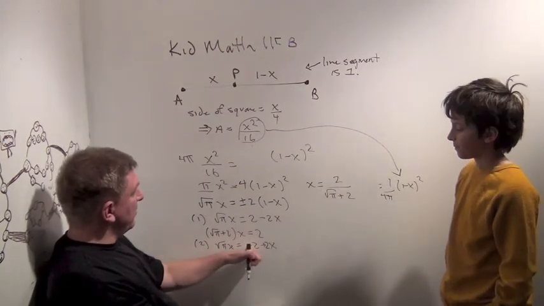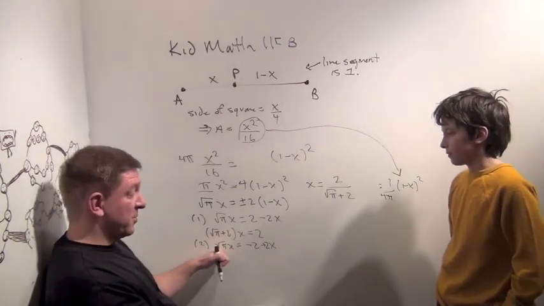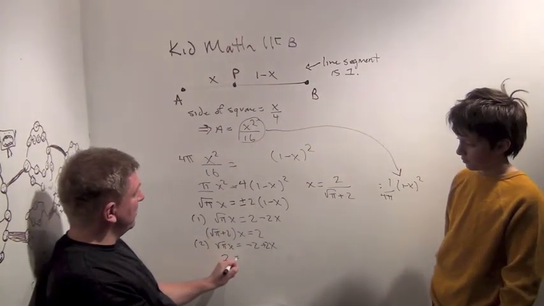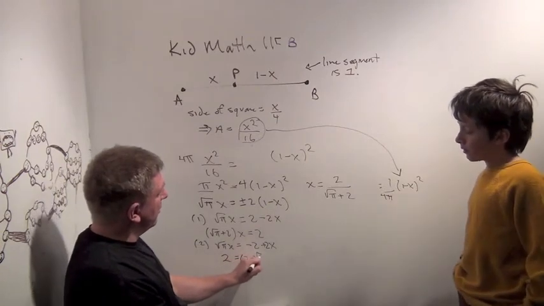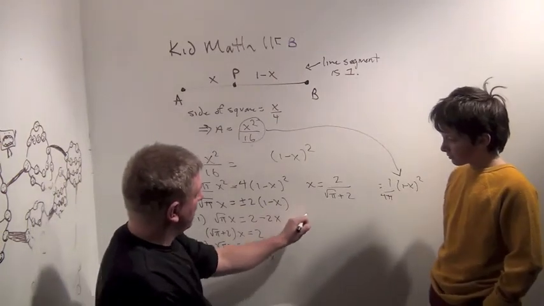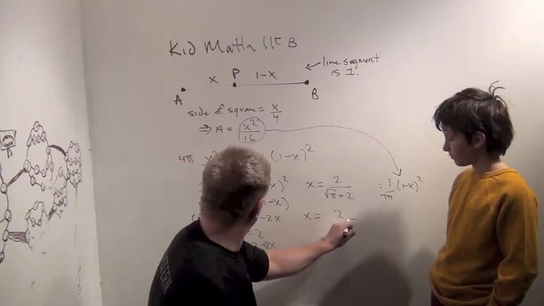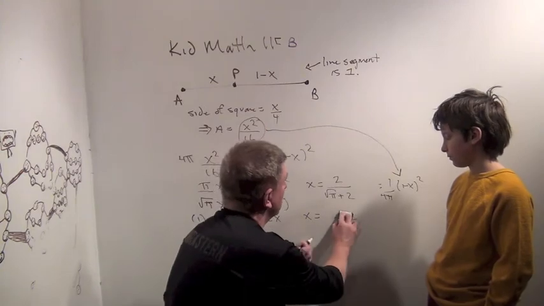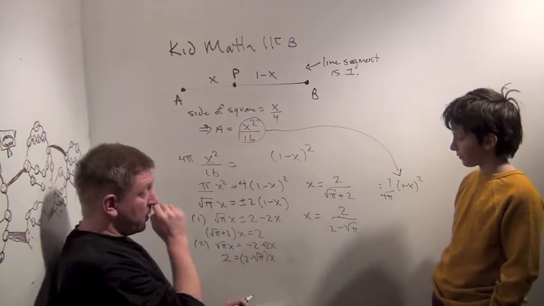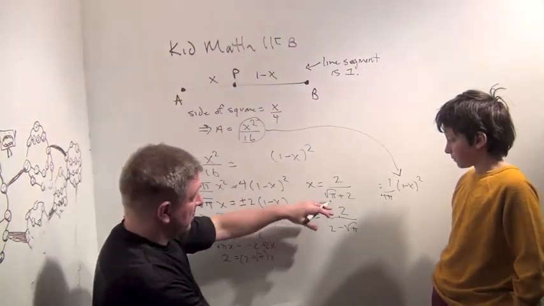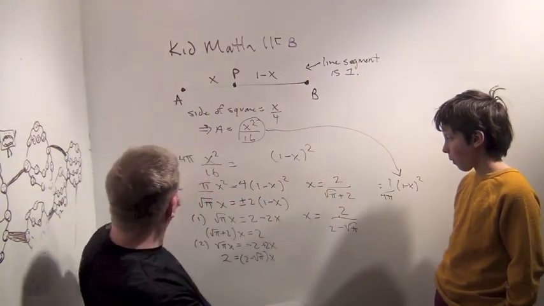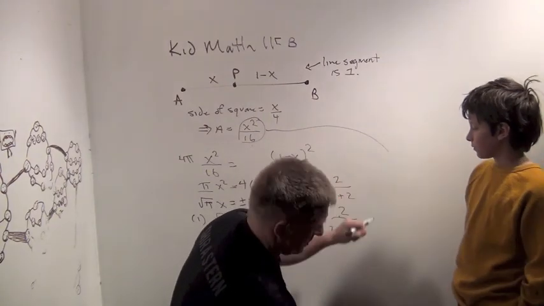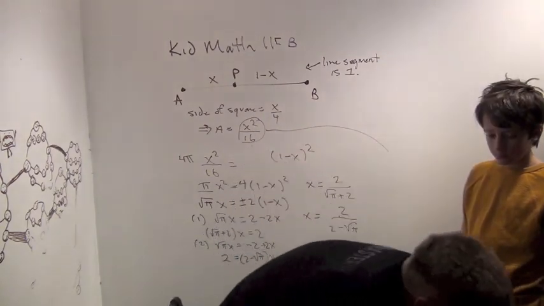So now, let me move the minus 2 over here to make it positive, because remember, square root of pi is about 1.75. So this says 2 equals 2 minus the square root of pi times x. Or in this case, x equals 2 over 2 minus the square root of pi. Alright, now, square root of pi is about 1.75. So this number is about, well, hold on, let me just do them in the calculator.